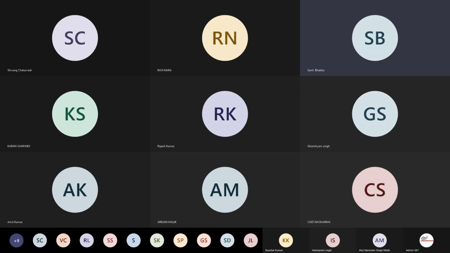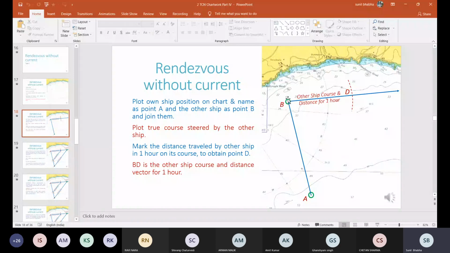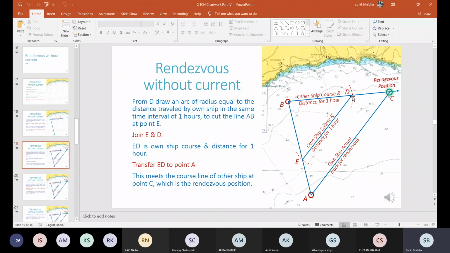Quick recap: we had plotted our own position, plotted the target position, plotted the target's course and speed vector, and joined this line, joining both the targets A and B. Then, keeping our compass at point D, opened it up equal to our engine distance for 1 hour and made this arc and got this point E. Echo Delta is our CTS vector. Transferred it to point A, it gives my own ship track as well as the rendezvous position.